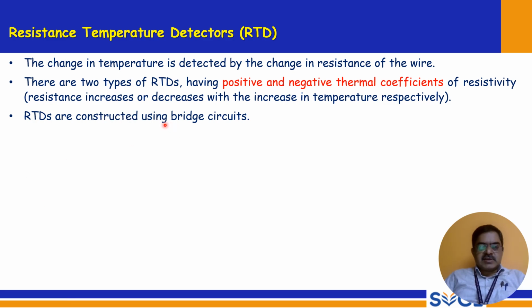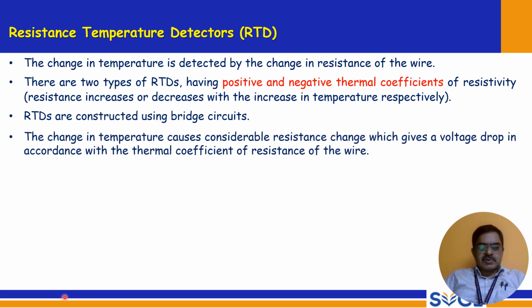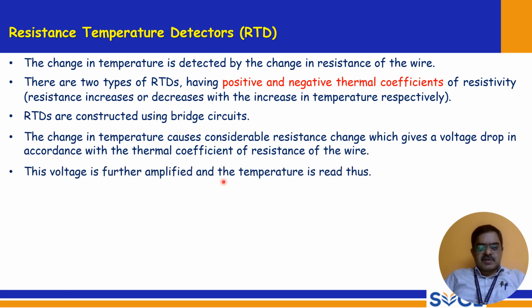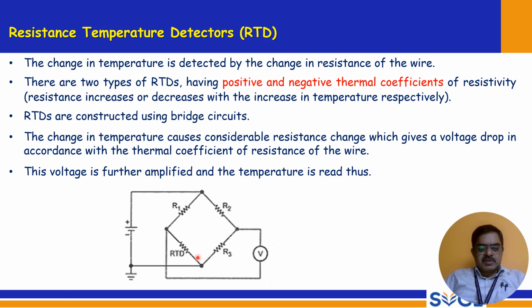RTDs are constructed using bridge circuits. The change in temperature causes considerable resistance change, which gives a voltage drop in accordance with the thermal coefficient of resistance of the wire. So there are two types. This voltage is further amplified and the temperature is read thus. So this is the bridge circuit. RTD is an unknown resistor, and R1, R2, R3 are known resistors in this Wheatstone bridge circuit.